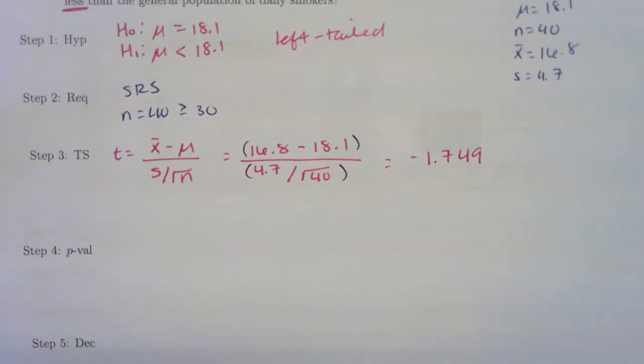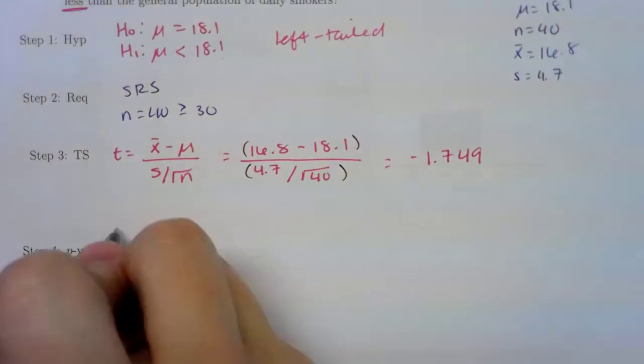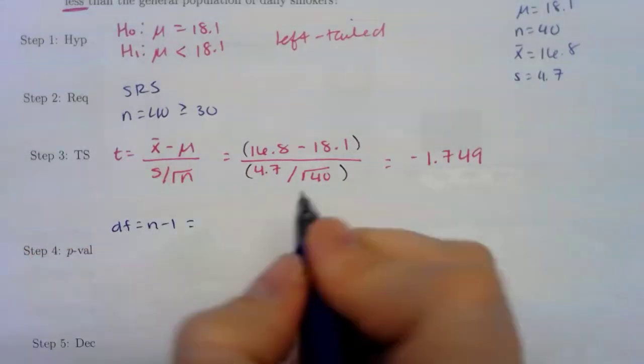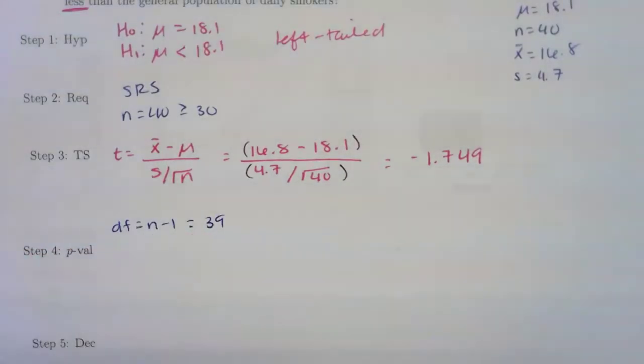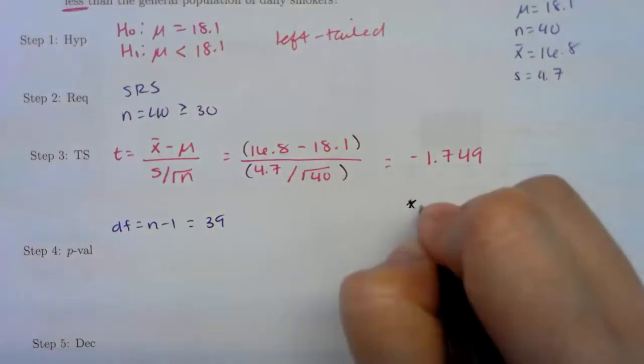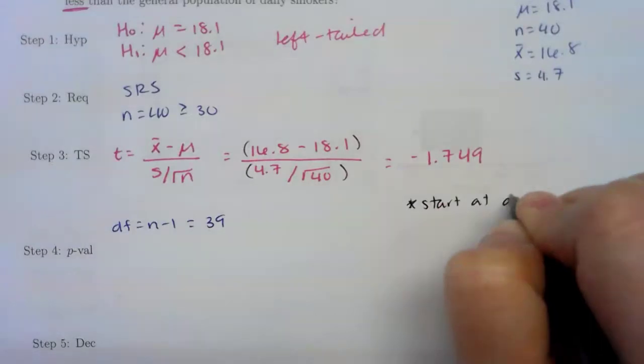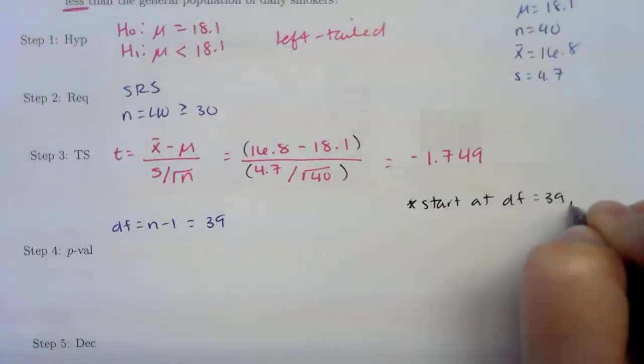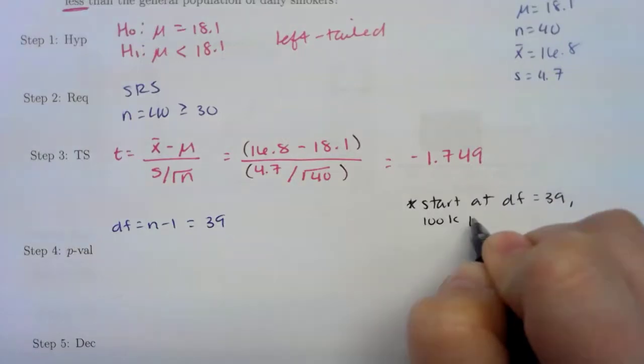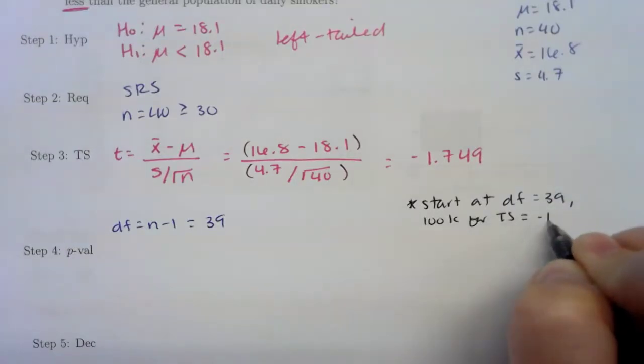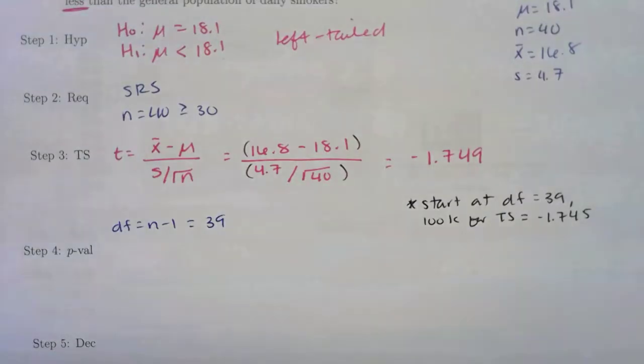And here's where things get a little bit different. We need to find a p-value. In order to find a p-value, we need to start at our degrees of freedom. So df is n minus 1, so it's going to be 39. Start at degrees of freedom, which is 39, and we're going to look for the test statistic, which is 1.749. Our test statistic is negative, but the table does not have negative numbers, so ignore the negative sign for now.